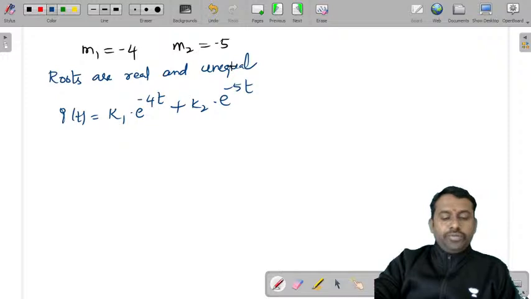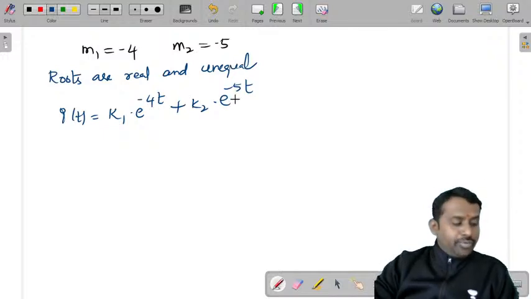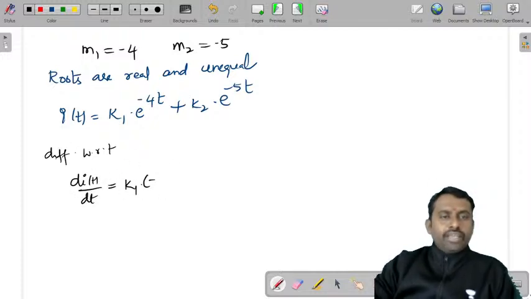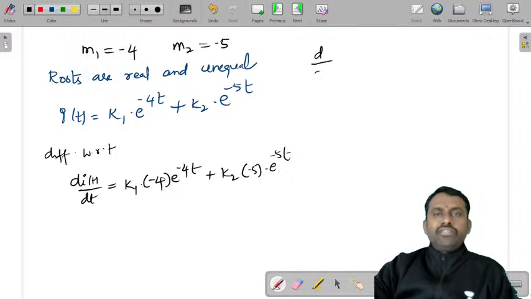k1 into e power minus 4t and k2 into e power minus 5t. So let's try to find these values from the initial conditions. So let's first differentiate this. Differentiate with respect to t. What you'll get? di of t by dt is equal to k1 into minus 4 into e power minus 4t plus k2 into minus 5 into e power minus 5t, because differentiation of e power at is equal to a into e power at.